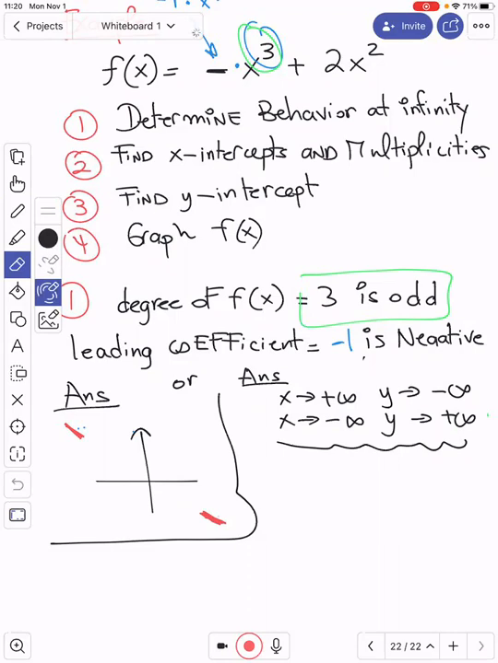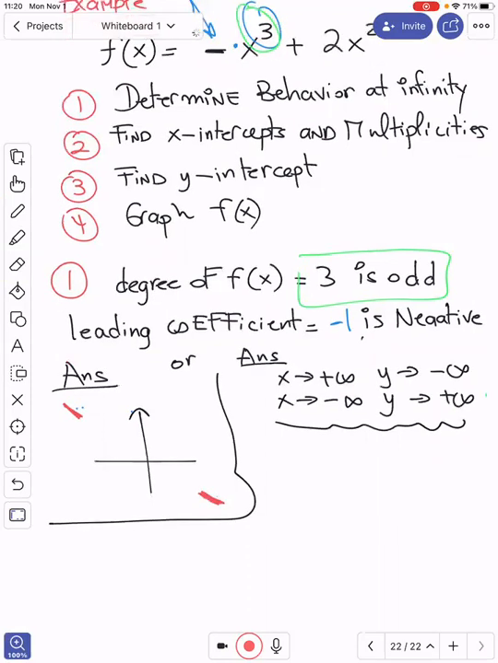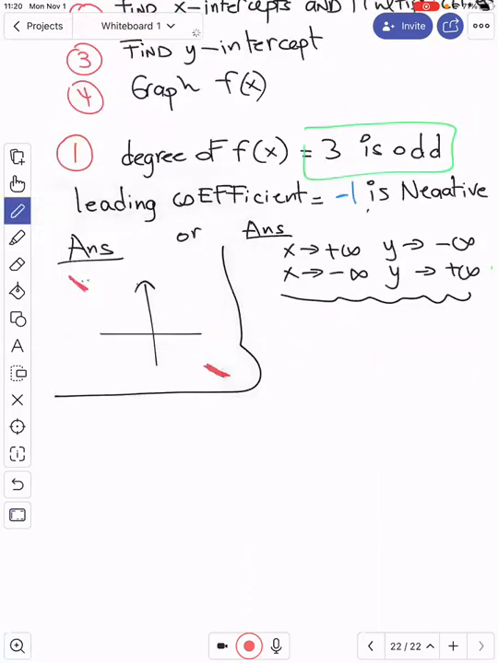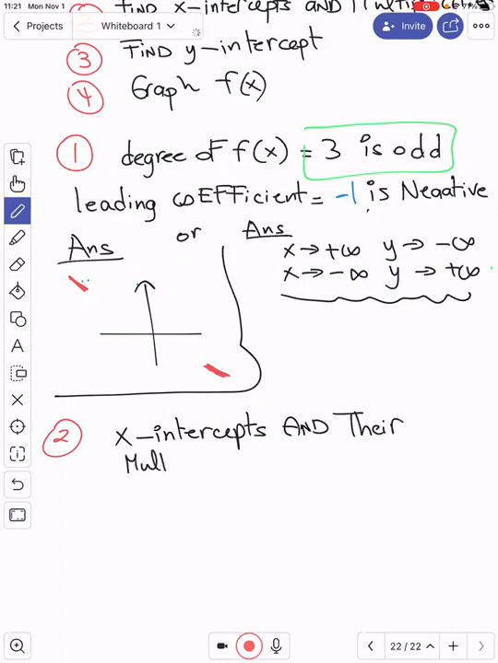All right, so that's for the behavior at infinity. Now, we have to find the y-intercept and the multiplicity of the solutions, right? So next, the x-intercepts. And don't forget the multiplicity, guys. So, the x-intercepts and their multiplicities. Right, so we need to solve, of course, to find the x-intercept.